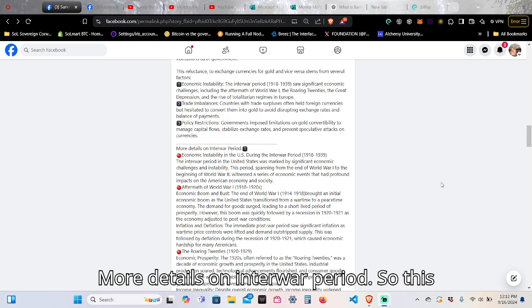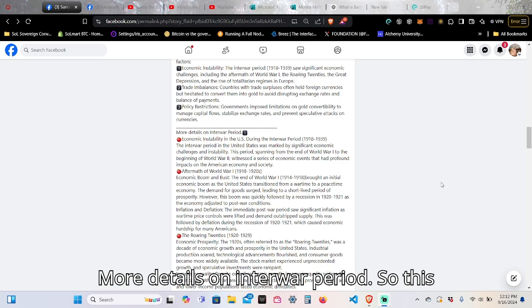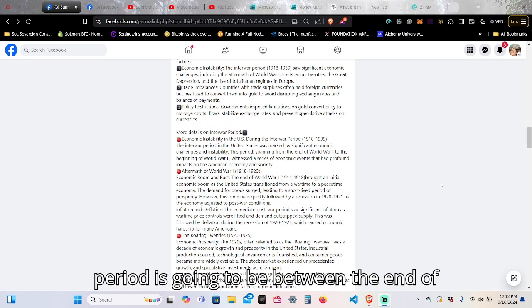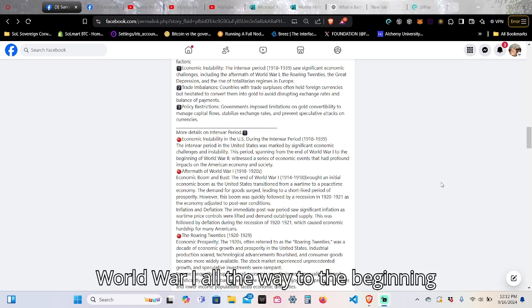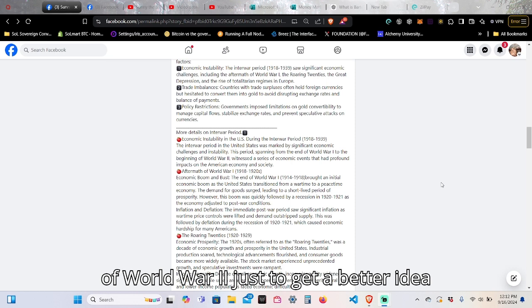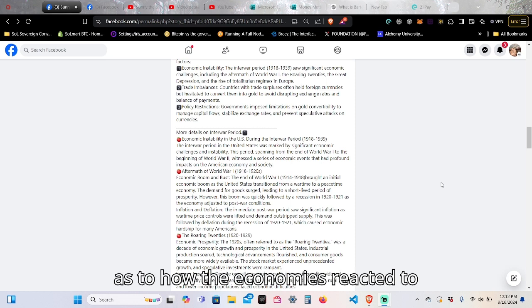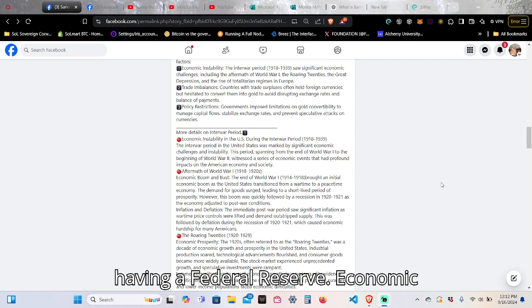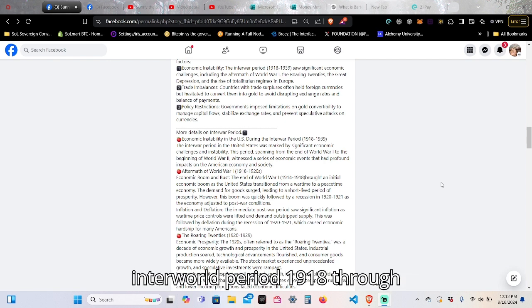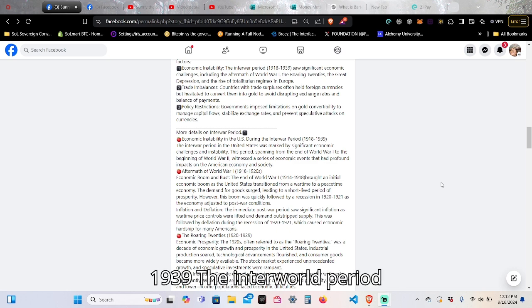More details on the interwar period. This period is going to be between the end of World War I all the way to the beginning of World War II, just to get a better idea as to how the economies again reacted to having a Federal Reserve. Economic instability in the U.S. during the interwar period, 1918 through 1939.